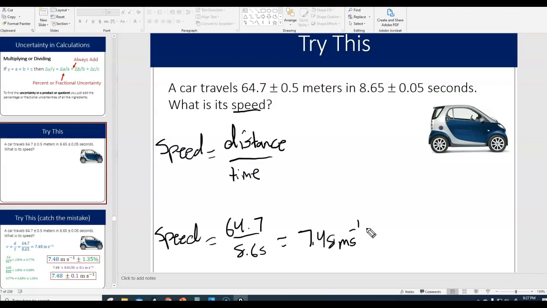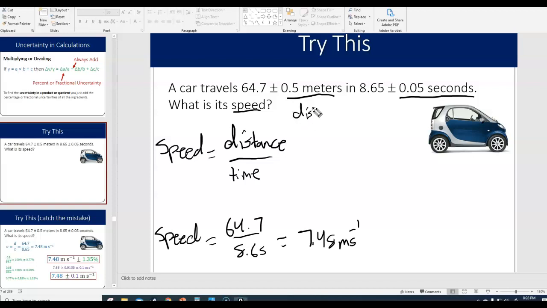Now, we have a problem, because if you look, we don't have percent uncertainties. Remember, absolute uncertainties always have the same unit as what you're measuring. Percent uncertainties have a percent symbol. So we don't actually have the percent uncertainties to add them. Before we can do anything else, we need to convert these values to percent uncertainties.